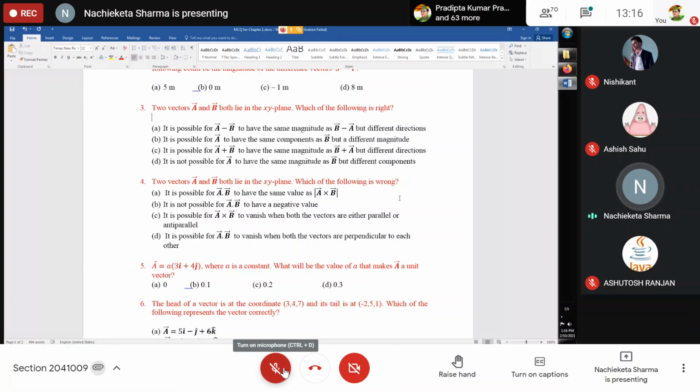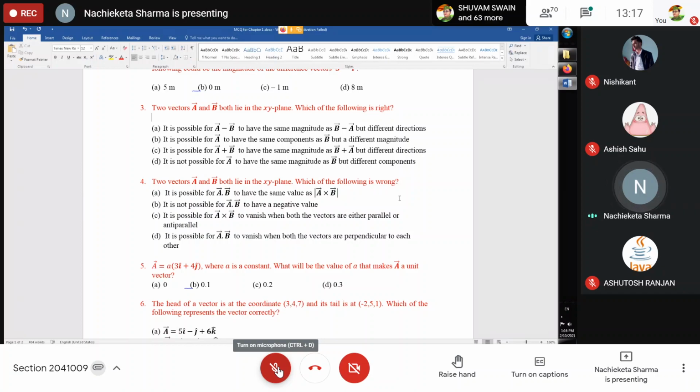No, it is not possible. Once the components are fixed, then the magnitude is going to be same. It is possible for A plus B to have the same magnitude as B plus A, but different directions. No, A plus B and B plus A are commutative. They are the same vectors. So the magnitude and directions will be same. So different directions is not possible. It is not possible for A to have the same magnitude as B but different components. No, it is possible. So this is also wrong, because A and B can have different components but same magnitude.